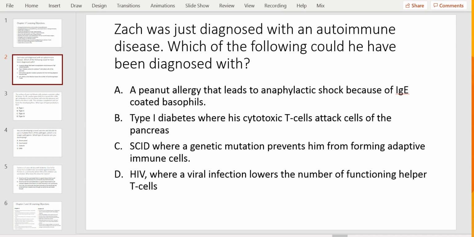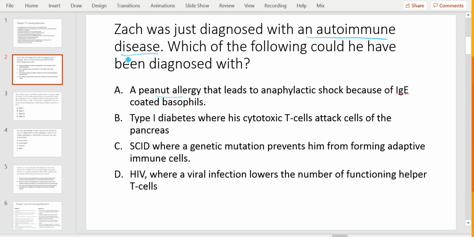This part of 17 really is just about understanding definitions, so being able to tell the difference between an autoimmune disease and an immunodeficiency, or an immunodeficiency and a hypersensitivity. So what do those words actually mean? So we can look at this question here, which is going to ask us which one of these diseases could be the disease that Zach was diagnosed with, because he was just diagnosed with an autoimmune disease.